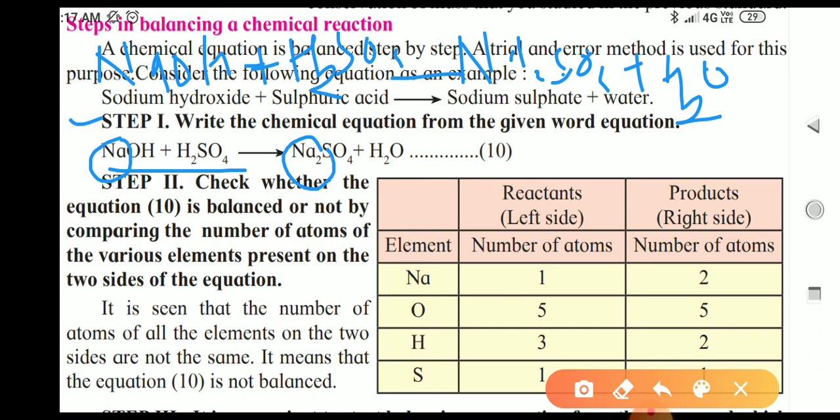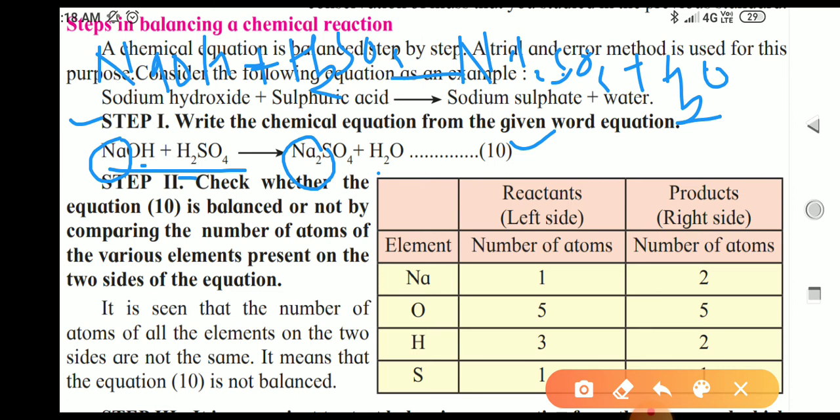Again hydrogens are not balanced. Here reactant side total hydrogens are 3, and in product side there are 2 hydrogens only. Oxygens are 5, and here oxygens are 5. Oxygen is balanced, but sodium and hydrogen are not balanced in this equation. So this is our first step. Write chemical equation from given word equation. So we write the equation first in the chemical formula.